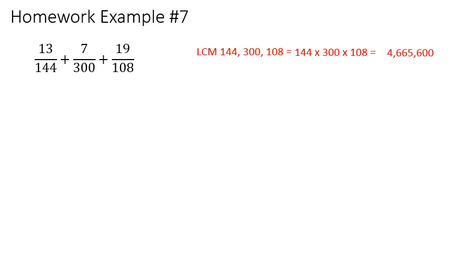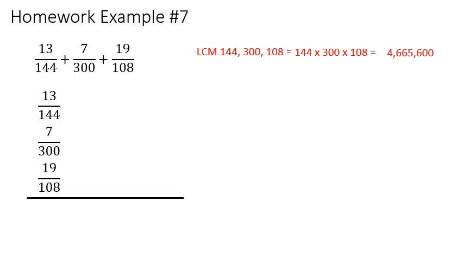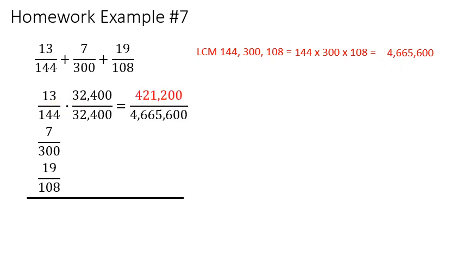So I get this massive number of 4,665,600. Okay, now that is going to be my denominator. As super huge as that is, we're still using the same exact process. So I'm going to take my three numbers, I'm going to write them in vertical form, and then I'm going to change all of these denominators to this super huge denominator, 4,665,600.